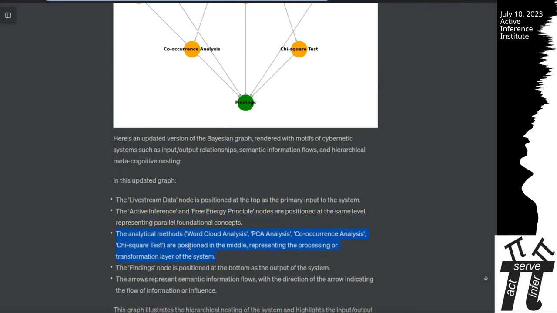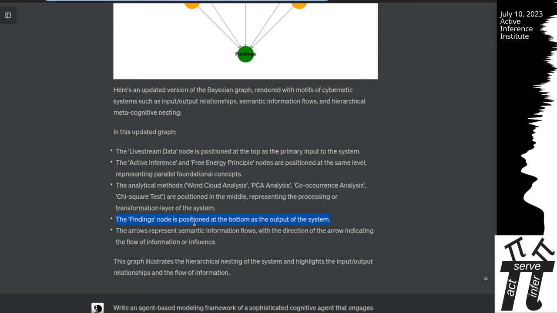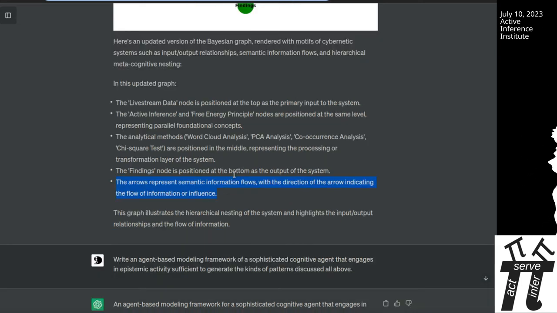The analytical methods are positioned in the middle, representing the processing or transformation layer of the system. The findings node is positioned at the bottom as the output of the system. The arrows represent semantic information flows, with the direction of the arrow indicating the flow of information or influence. The graph illustrates the hierarchical nesting of the system and highlights the input-output relationships and flow of information.